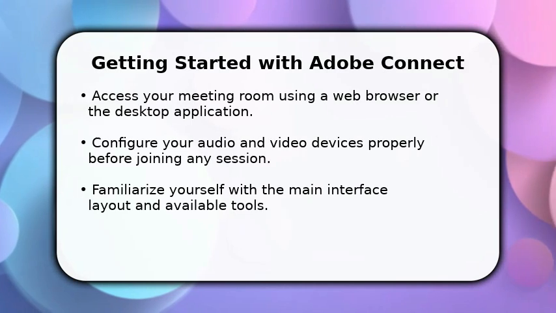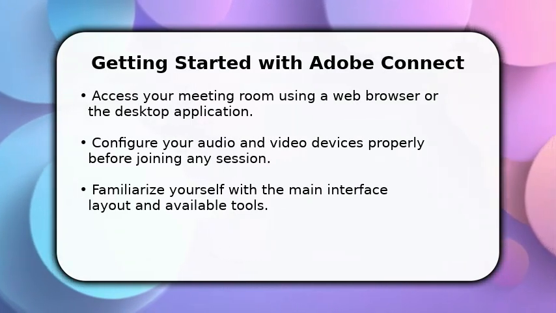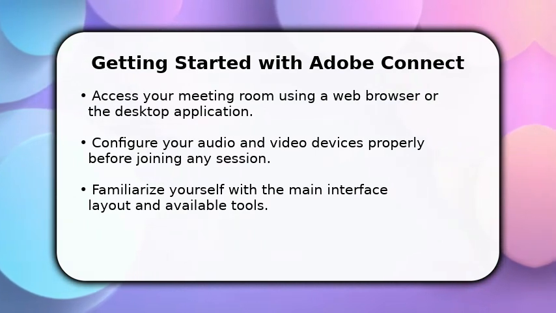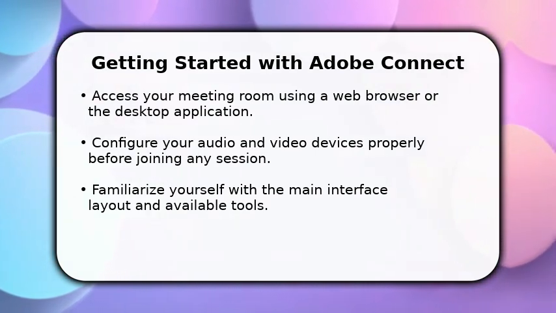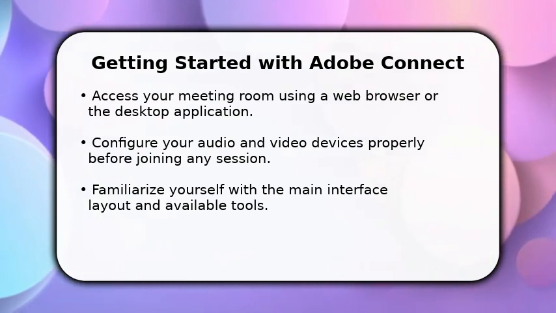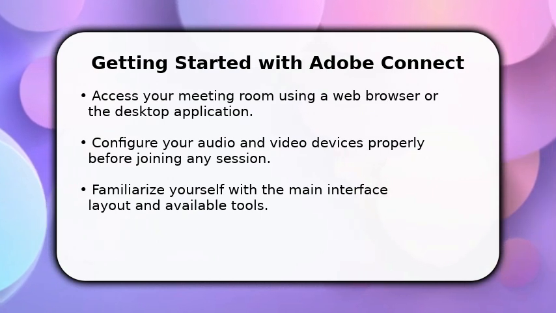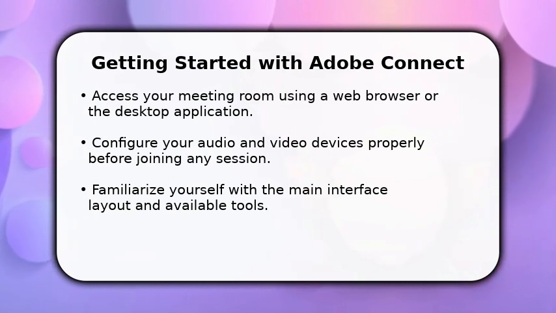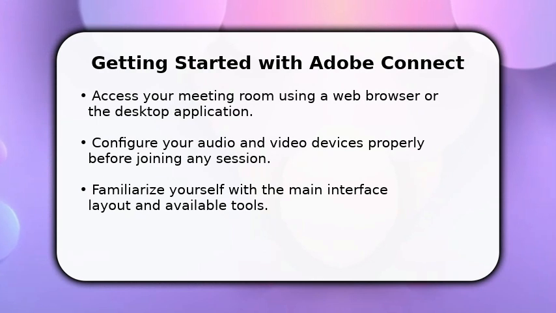In this video, I will explain how to use Adobe Connect. First, let's get you started. You can access your meeting room directly through a web browser or by downloading the dedicated desktop application. Before joining, it's crucial to ensure your audio and video devices are properly configured. Take a moment to familiarize yourself with the main interface layout and the various tools available to you. This initial setup ensures a smooth experience for everyone involved.